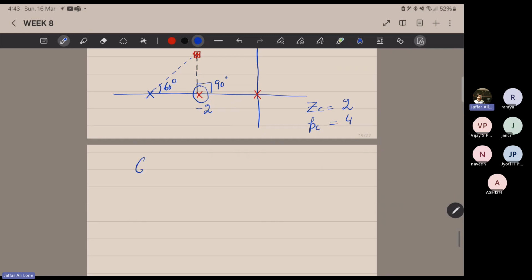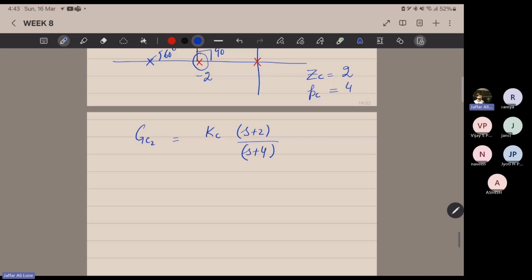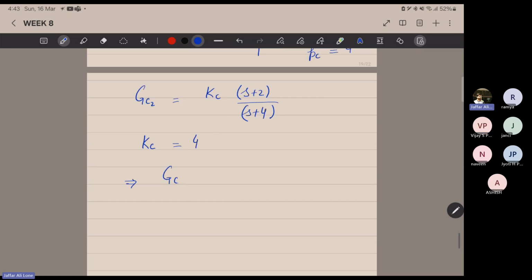And what will be my GC2? GC2 will be KC into S plus 2 divided by S plus 4, right? And again, when you satisfy the magnitude condition, you will find KC is equal to 4. It implies my GC2 is equal to 4 into S plus 2 divided by S plus 4. So I have designed two compensators for this system. Now I'll show you the difference.